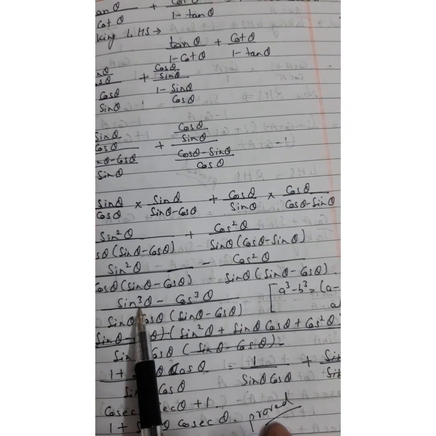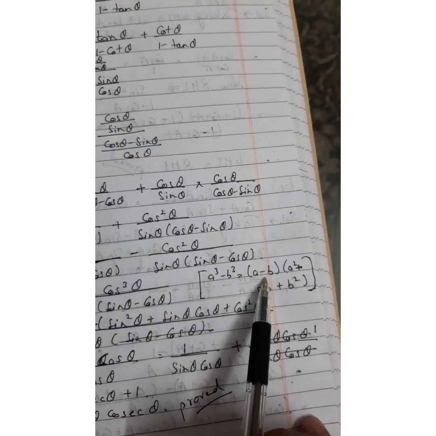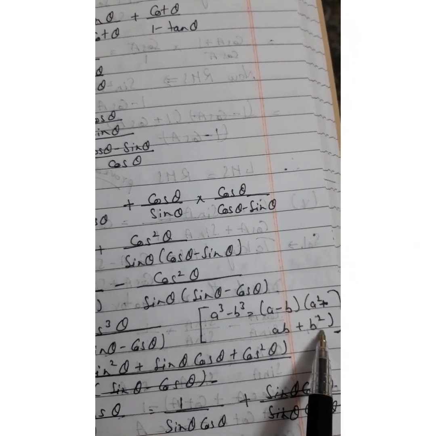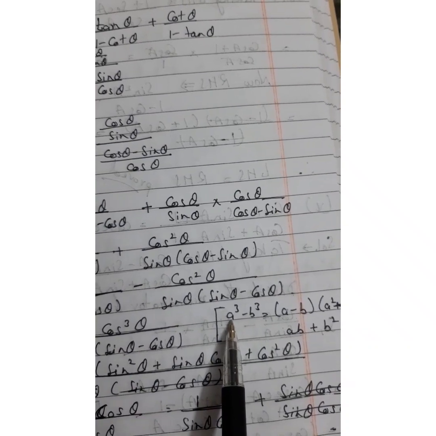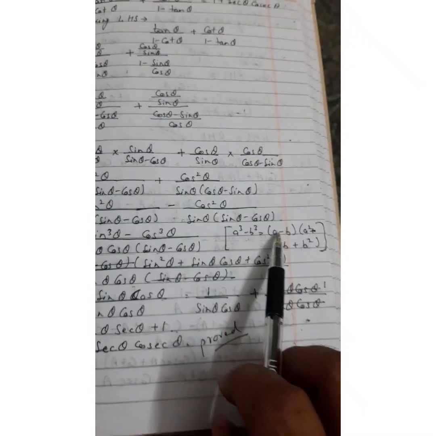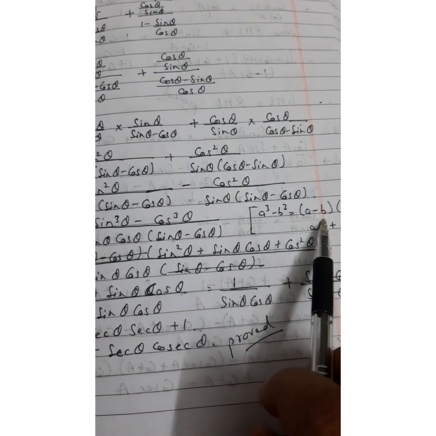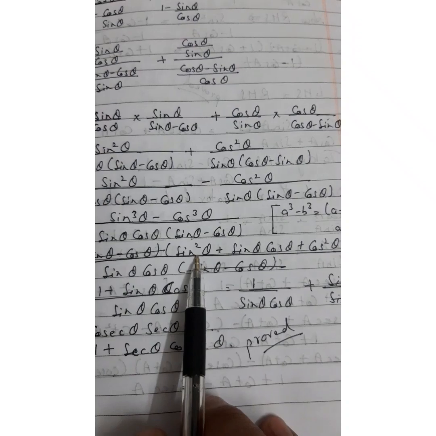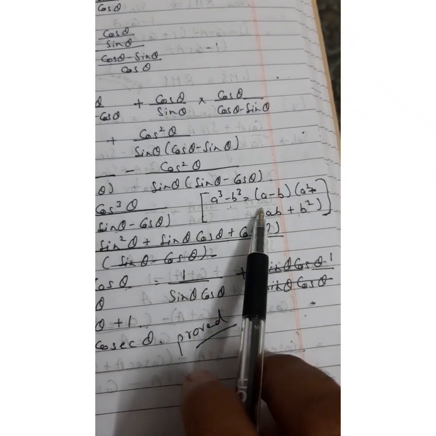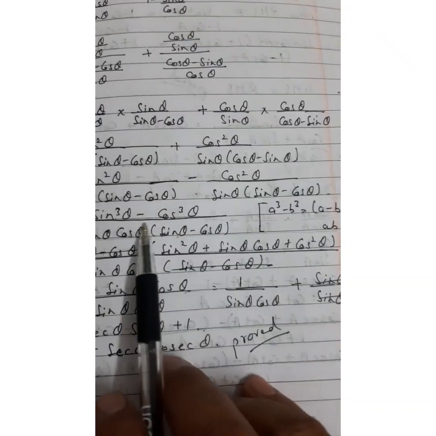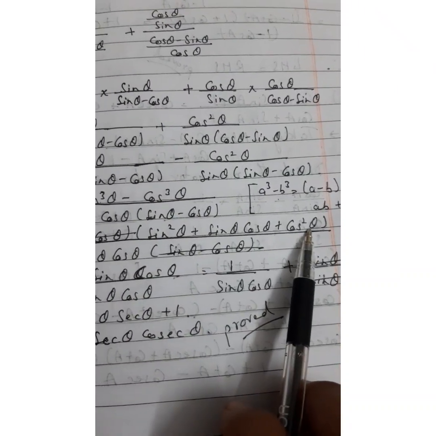Now use the identity a cube minus b cube, which is equivalent to a minus b into a square plus ab plus b square, right? So a is our sin, b is our cos. Because first is a minus b, it means sin theta minus cos theta, you can see here. Then we have a square, and here a is sin, so sin square theta. Then plus ab, it means we multiply sin into cos theta, so we have done here. Then plus b square, b is cos, so cos square theta.